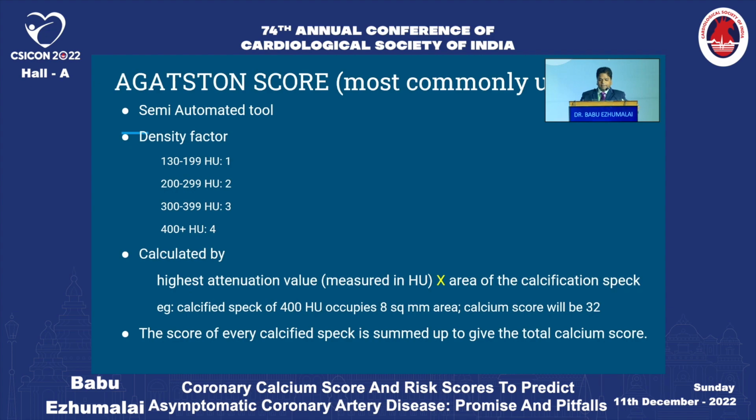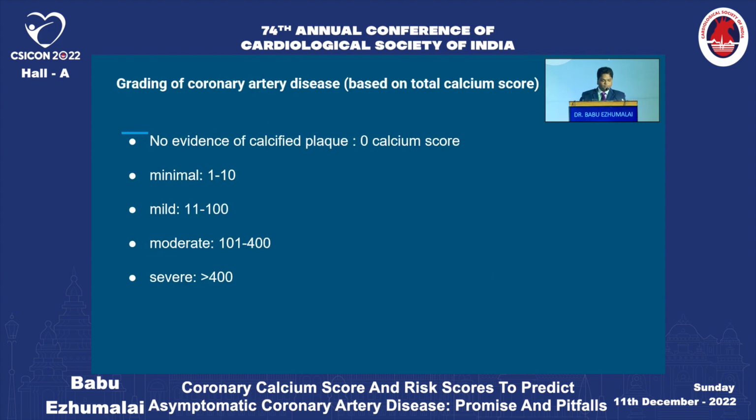There are various methods for identifying the coronary calcium score, like volume scoring, but the most important method used is the Agatston score. It's a semi-automated tool where a density factor, the highest attenuation value measured in Hounsfield units, is multiplied by the area of the calcified speck. So it's a product of the Hounsfield units and the area occupied by the calcified speck, and then all the calcified speck areas are totaled, and we get the total calcium score.